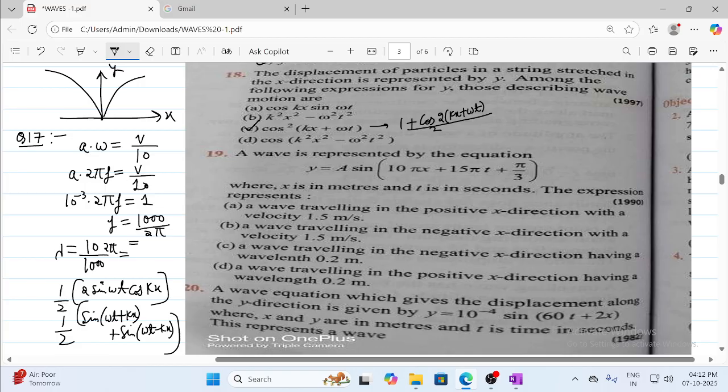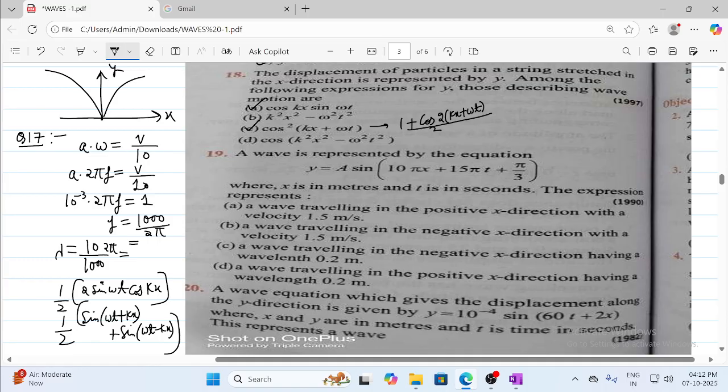Okay, we can take A. What about B? It is not there, D is not there. So A and C are going to be the answer. B we can write as kx minus omega t into kx plus omega t. Will that be considered? No, there is no wave like that.